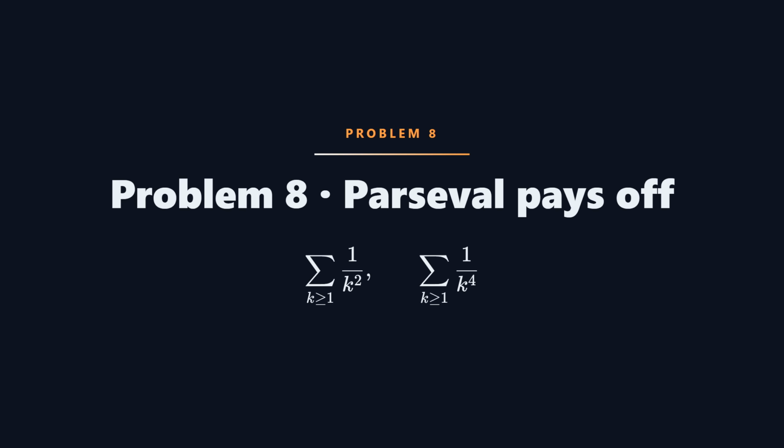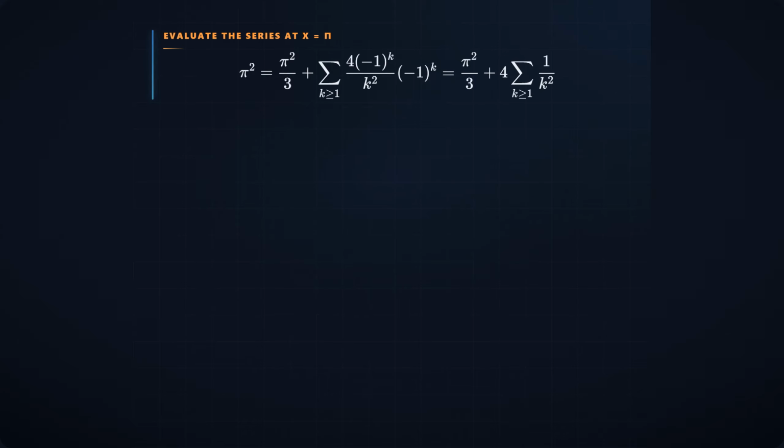Problem 8. A genuinely delightful payoff. The Fourier coefficients of x squared secretly encode two famous infinite sums. Extract them. Pause and try. First, just evaluate the Fourier series at x equals pi. There, cosine k pi is minus 1 to the k, so it multiplies the existing minus 1 to the k to give plus 1. And x squared at pi is pi squared. So pi squared equals pi squared over 3, plus 4 times the sum of 1 over k squared.